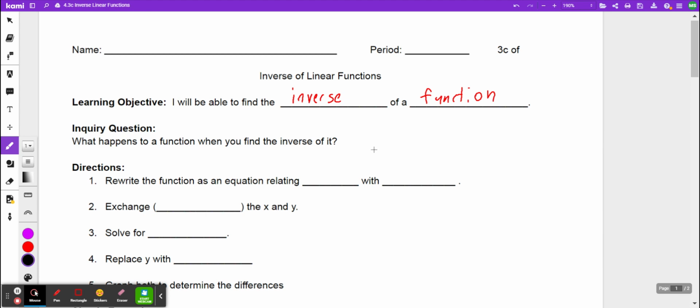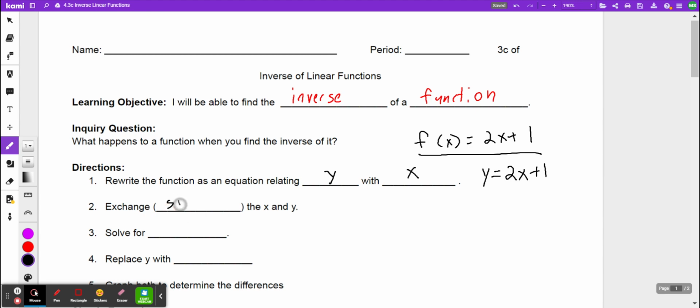So we're going to rewrite the function as an equation relating y with x. What does that mean? Well, if I have f of x is equal to 2x plus 1, this is my function f. And that means, do 2 times x plus 1, or 2 times the input, and then add 1. Well, we're going to rewrite it as an equation, y is equal to 2x plus 1. That's it.